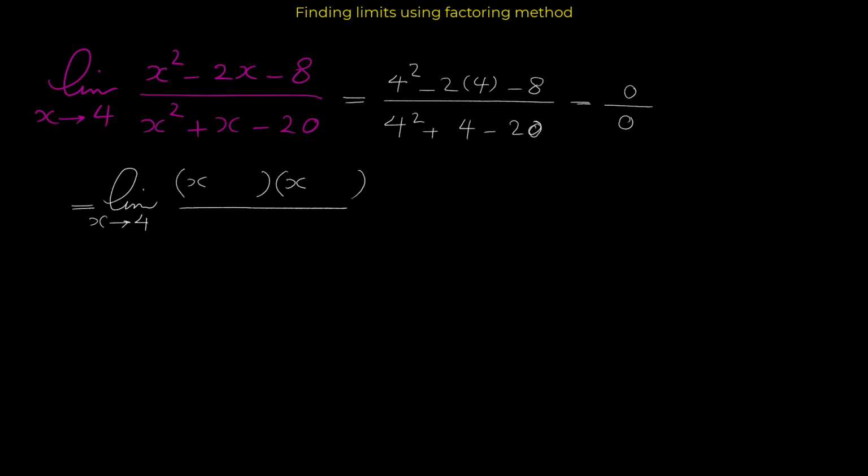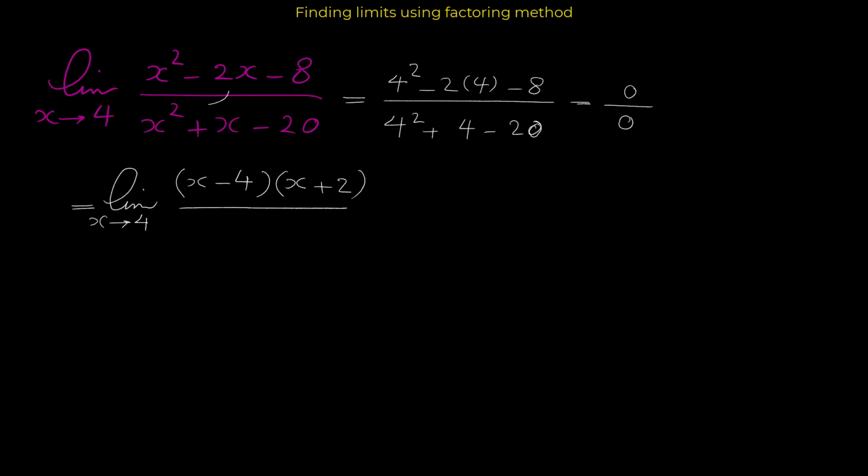4 times 2 is 8, but we want negative 8. So one of them should be negative, the other one positive. Which one should be negative? Because the sum is negative, the bigger one should be negative. So x minus 4 and the other bracket is x plus 2.